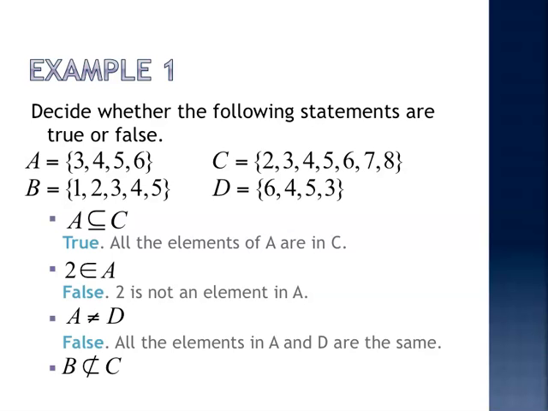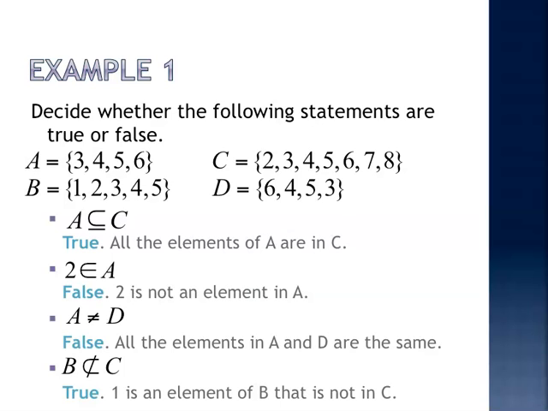Okay, and then the last one here, this would read that B is not a proper subset of C. So look at B, we have 1, 2, 3, 4, 5, and C we have 2, 3, 4, 5, 6, 7, 8. That's true, because we have 1 that's in B, but that's not in C. So because 1 is an element of B and not in C, we can say that B is not a proper subset of C.